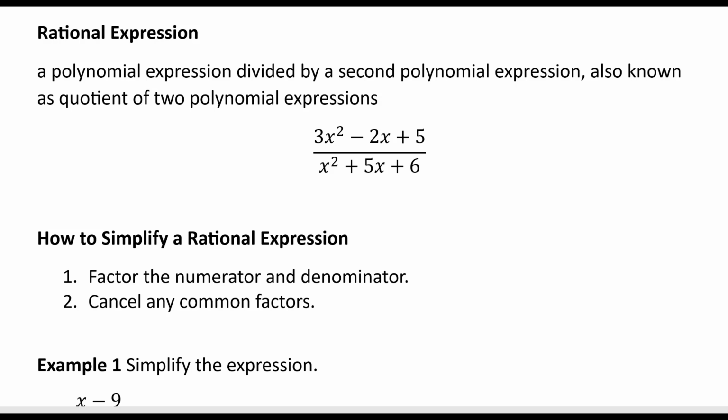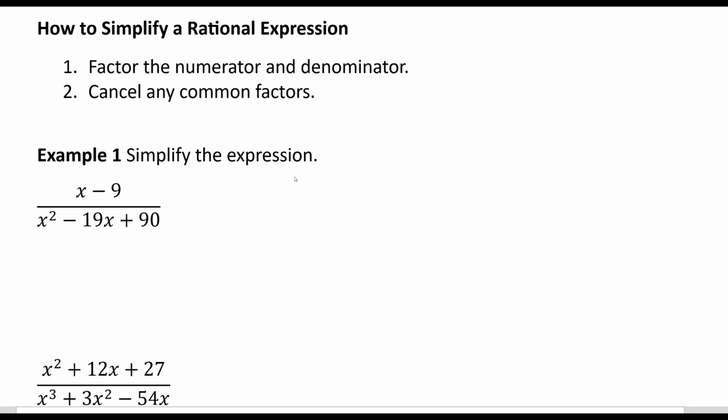Moving through our lesson on 2.3, we're going to talk about simplifying rational expressions. First, a rational expression is a polynomial expression divided by a second polynomial expression, also known as a quotient of two polynomial expressions. Here's an example: 3x squared minus 2x plus 5 over x squared plus 5x plus 6. To simplify a rational expression, you're going to factor the numerator and denominator, and then reduce out any common factors.